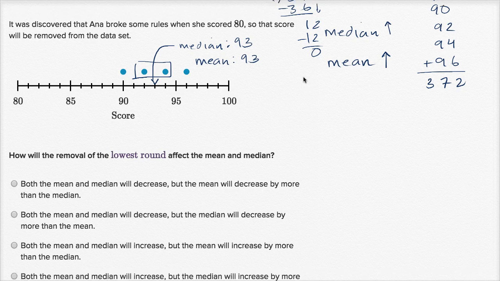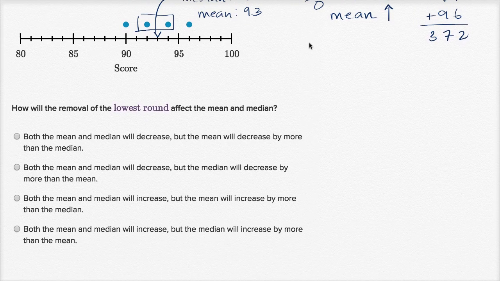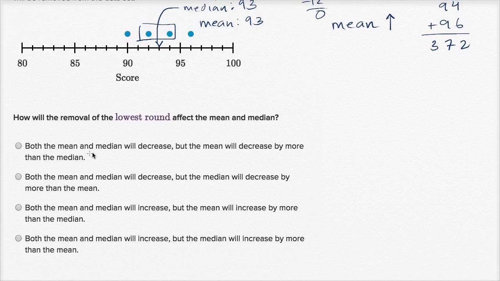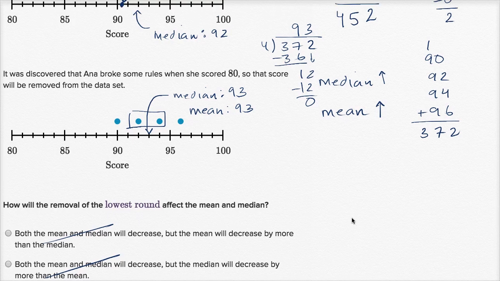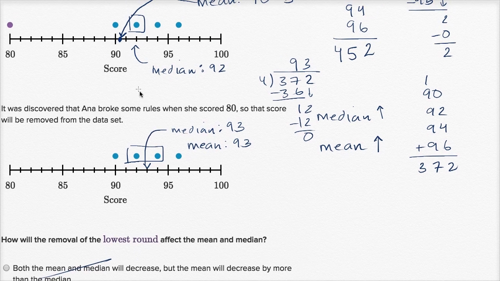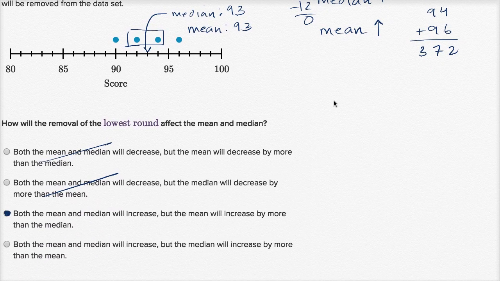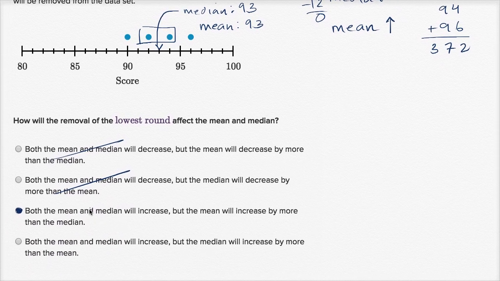But let's see which of these choices are what we just described. Both the mean and the median will decrease. Nope. Both the mean and the median will decrease. Nope. Both the mean and the median will increase, but the mean will increase by more than the median. That's exactly what happened. The mean went from 90 2/5, or 90.4, to 93, and then the median only increased by 1. So this is the right answer.